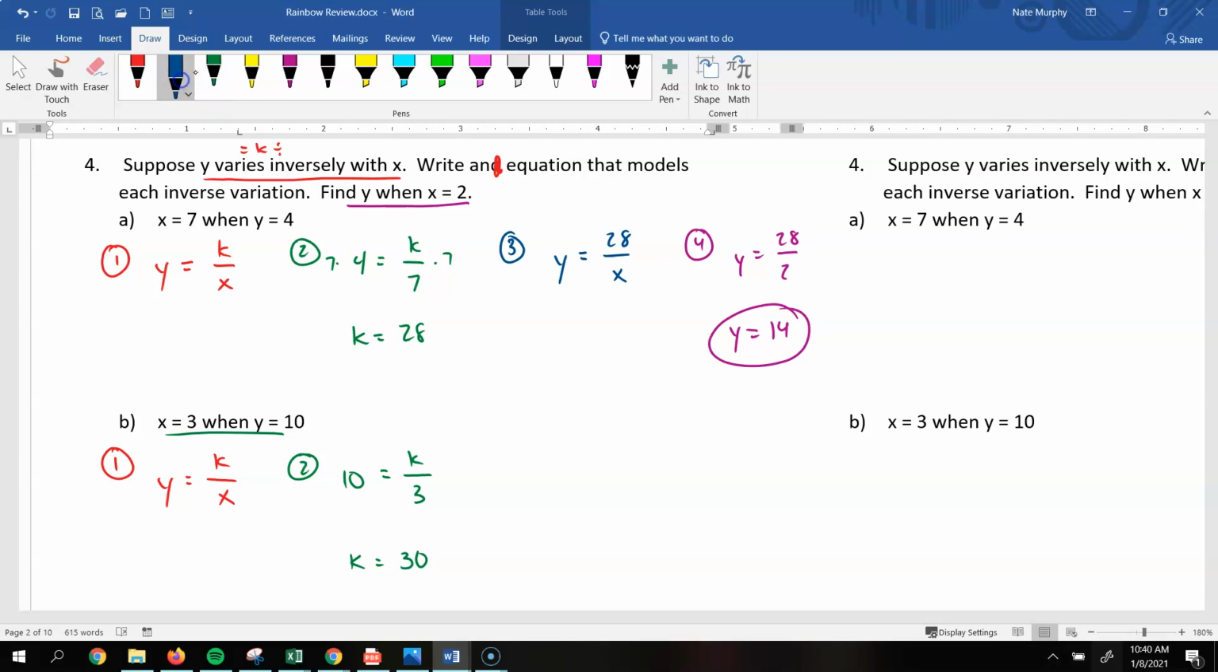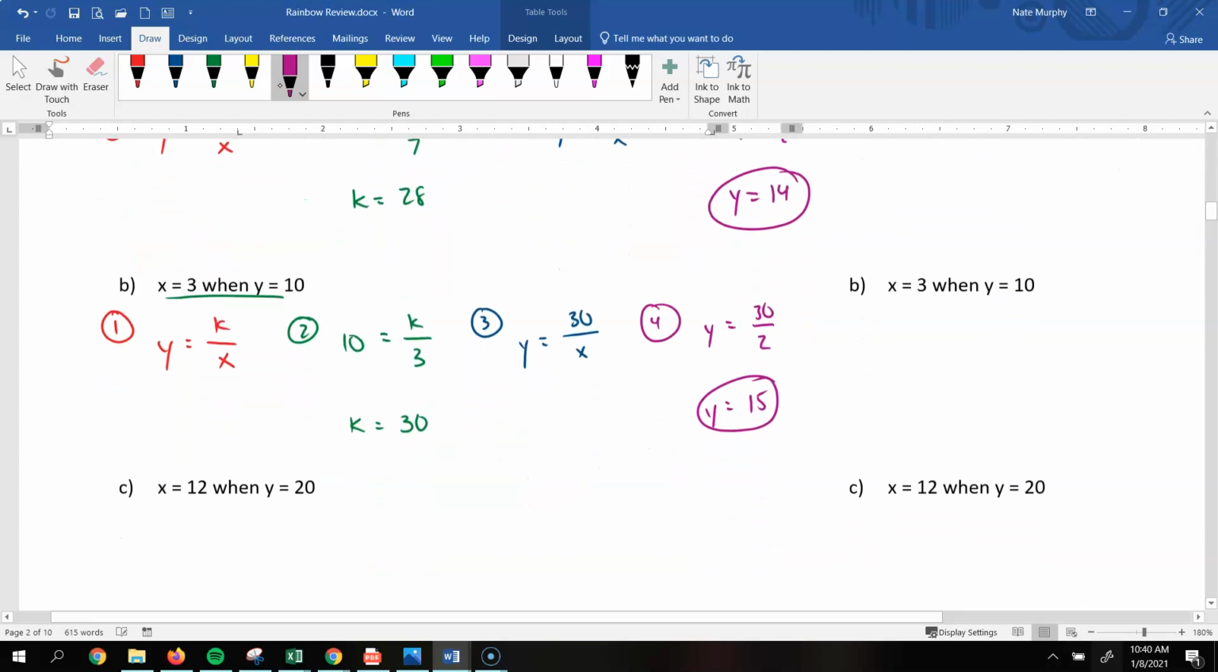So now that we know our value for k, we can plug that in to get a specific equation. We go back to our general equation from step 1 to say y equals, but our k value is 30 this time. So we'd have y equals 30 divided by x. And we can use that specific equation now to answer the question. The question says, find y when x is 2. So we would have 30 divided by 2, which is 15. So you get 15 for this one.